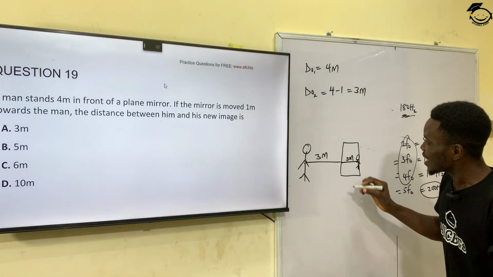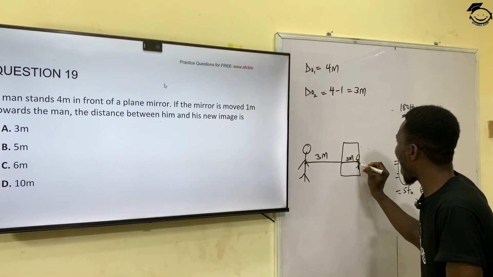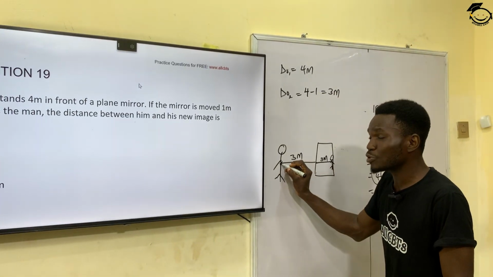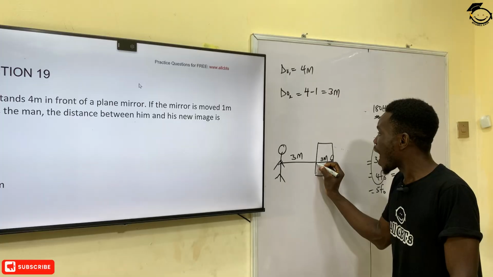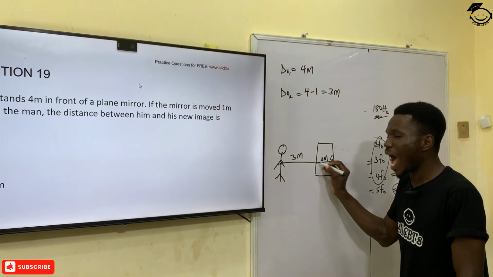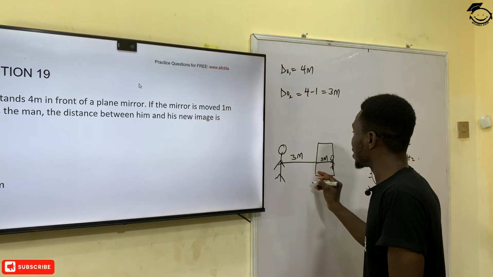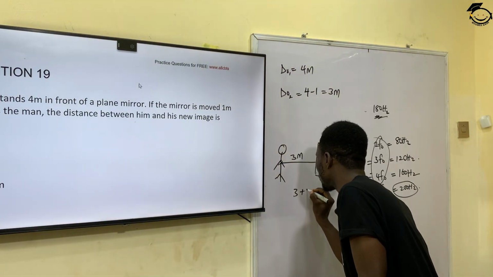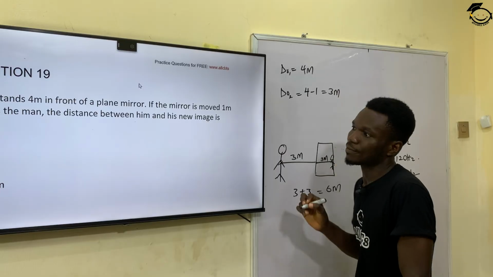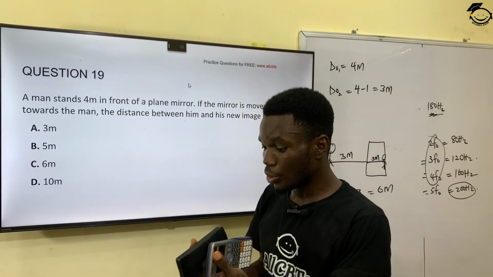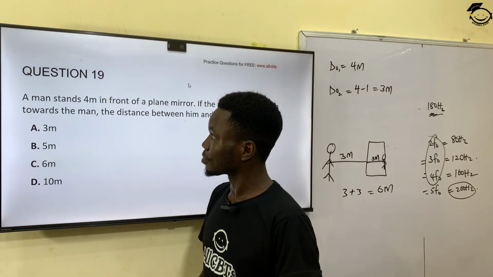So what they are asking us is the distance between this man and the image, which is what? A combination of the distance between the man and the mirror and the distance between the mirror and the image. So it means that the distance between the man and the image is going to be what? 3 plus 3, which will give us 6 meters. So the distance between this man and his image is 6 meters, which is option C.